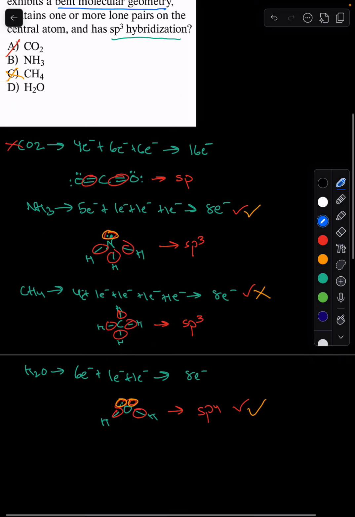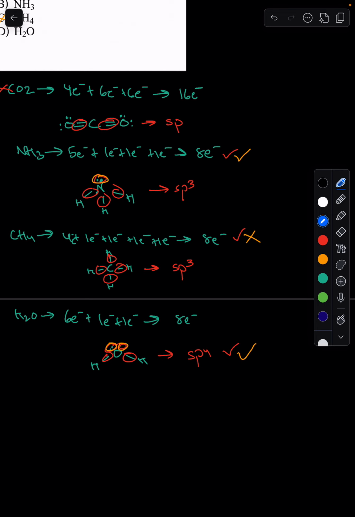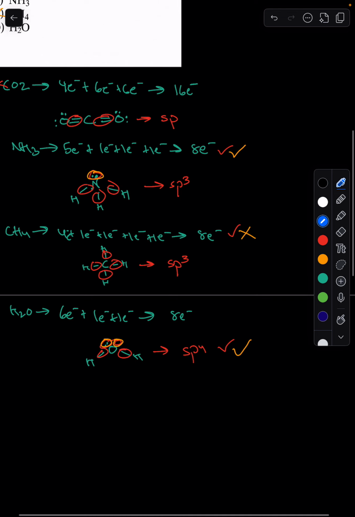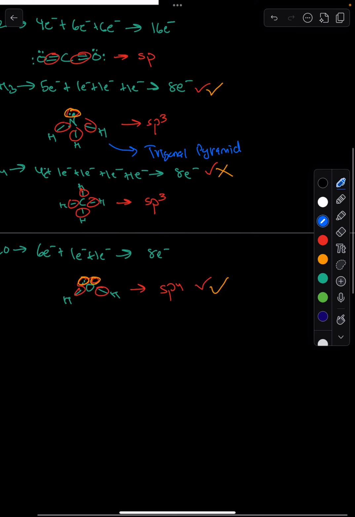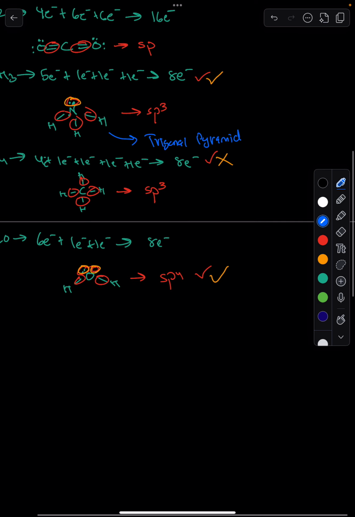Now, which one has a bent molecular geometry? NH3 has a steric number of 4, or 4 domains. Now, 4 domains usually means tetrahedral, but because we have a lone pair, the shape of this is going to be trigonal pyramidal. Now, this is a worksheet that you can find online, and this is something you need to know for the MCAT. You need to memorize this. You need to know the shapes of various situations.